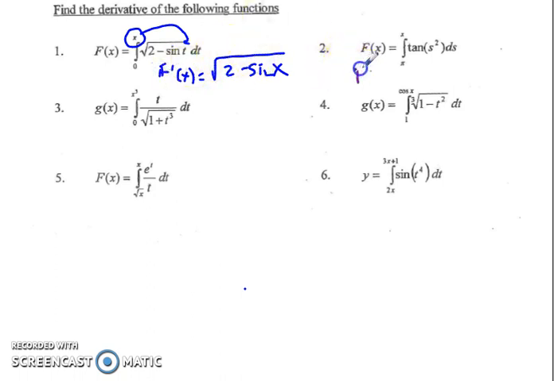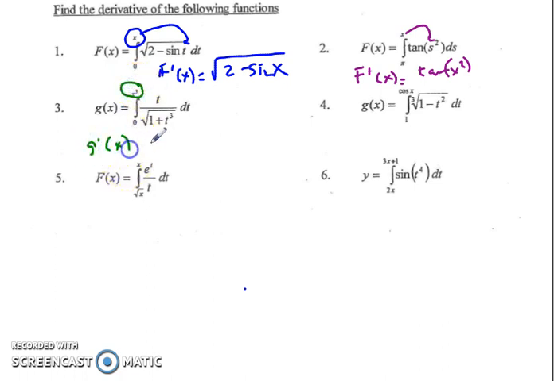We love it when it's that easy. Number 2 is also that easy. Big F prime of x equals, plug x in for s, we have the tangent of x squared. Then we start to have to deal with a chain rule situation. Whenever your upper limit is not just plain x, you have to deal with the chain rule.